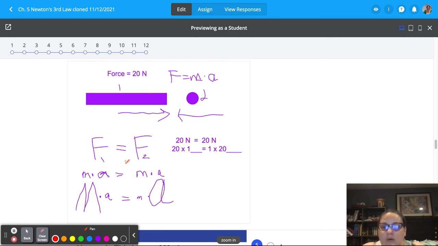So those two are equal, which means that the mass times acceleration of each have to be equal to each other. But we know that the mass of the cannon is much larger than the mass of the cannonball. As a result, their accelerations are not the same either.